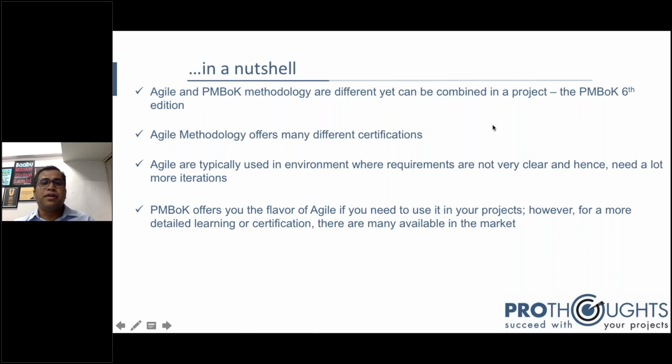So I hope, guys, now you got a flavor of what Agile is and how it is used in the PMBOK 6th edition. In the available time, I tried to give you a snapshot of Agile, a snapshot of the 6th edition and how it is conceptually constructed, and a flavor of what is coming your way. I hope it was useful for you, a good knowledge session.